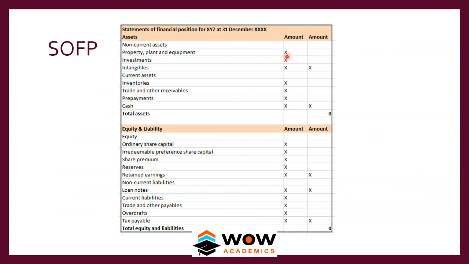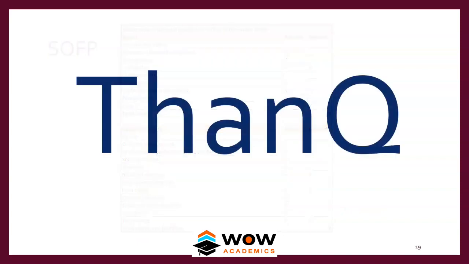So this is a format we'll also be using. It starts from non-current assets, property, plant, investment, intangibles, then current assets, and it keeps moving like that. This is exactly the format that we'll be using in our problems. So thank you very much for watching this video. We will look at how these statements are used within the problem.